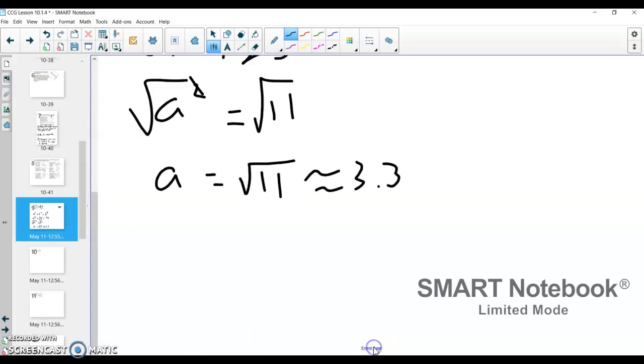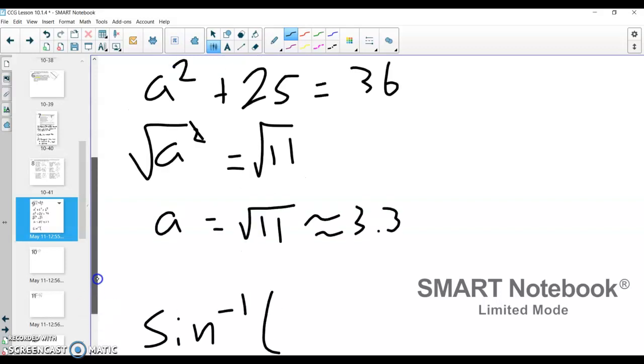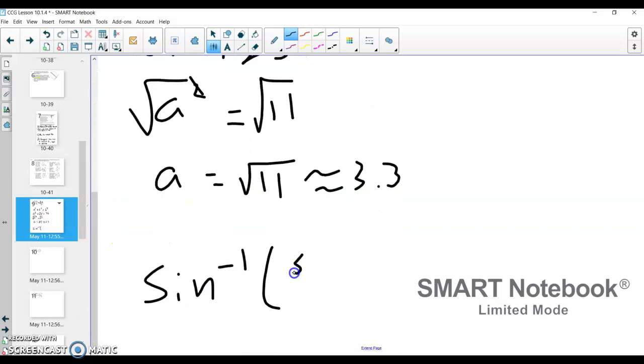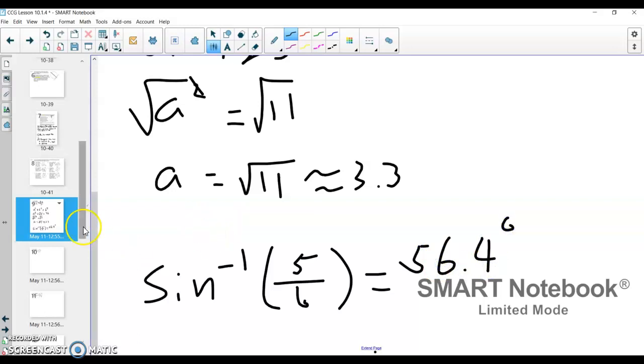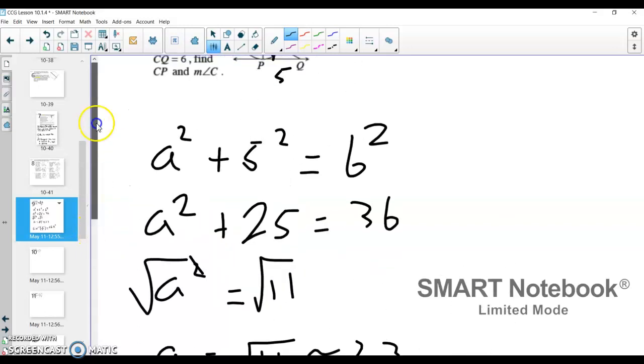And so we're going to do sine inverse of my opposite, which I believe is 5, over my hypotenuse, which is 6. And whatever that gives me is the angle that I'm looking for. I got to use my calculator here. And so I click the inverse button, so I get inverse sine of 5 divided by 6, and that gives me a 56.4 degree angle right there. And that's the end of that problem.